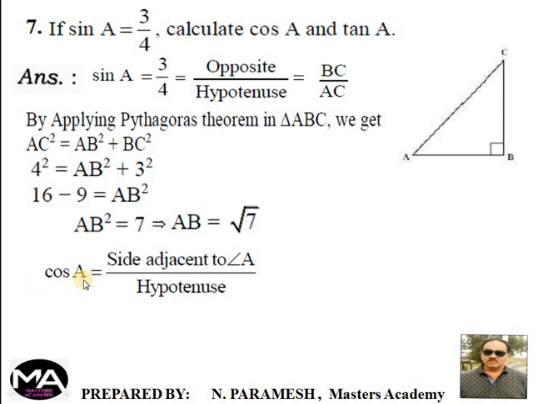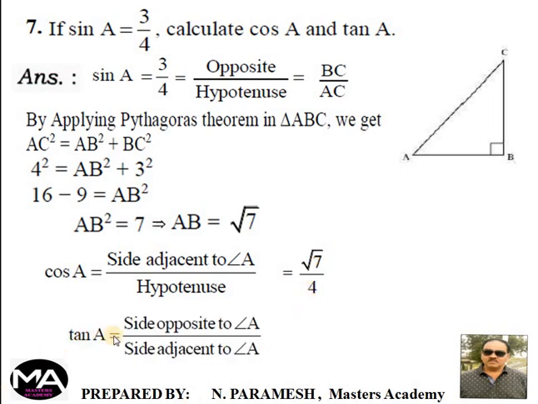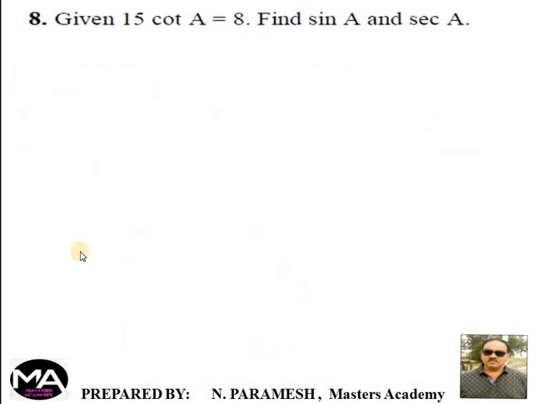Cos A is equal to adjacent side by hypotenuse, that is equal to adjacent side AB by hypotenuse AC, root 7 by 4. Tan A is equal to opposite side by adjacent side, opposite side is BC, adjacent side is AB, that is 3 by root 7.